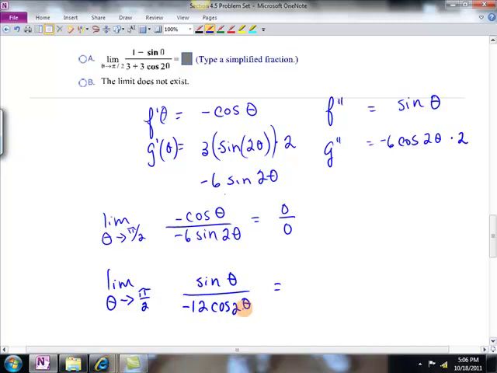All right, so that again goes to pi. Cosine of pi is negative 1. Negative 1 times negative 12. We've got 12 on the bottom. And sine of pi over 2 is 1. So there's our limit. Okay, so we had to do it a couple of times.